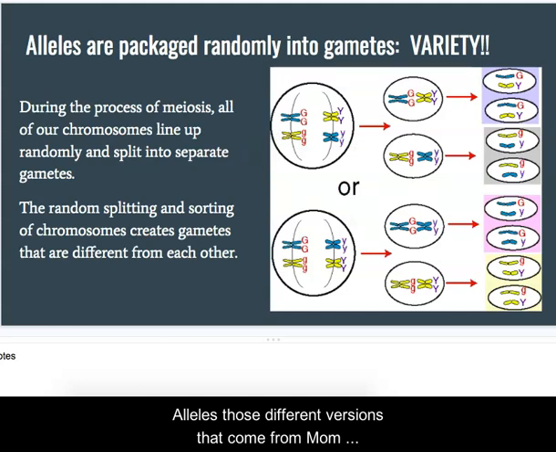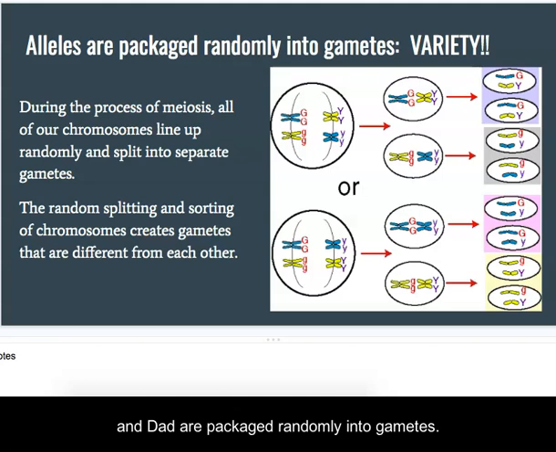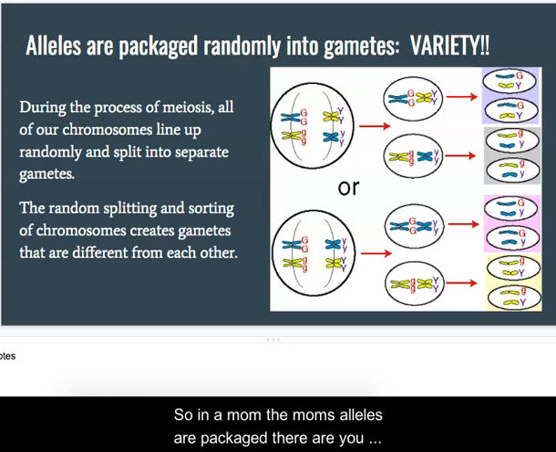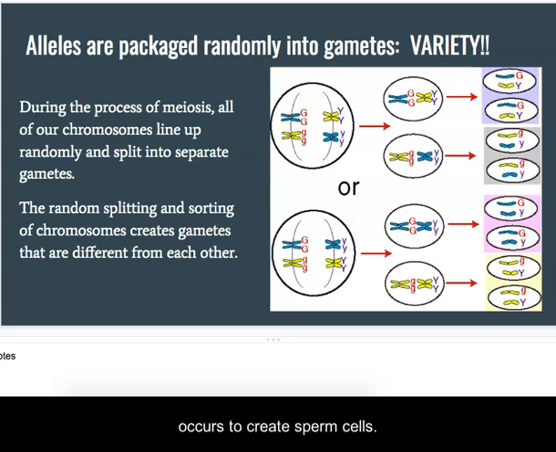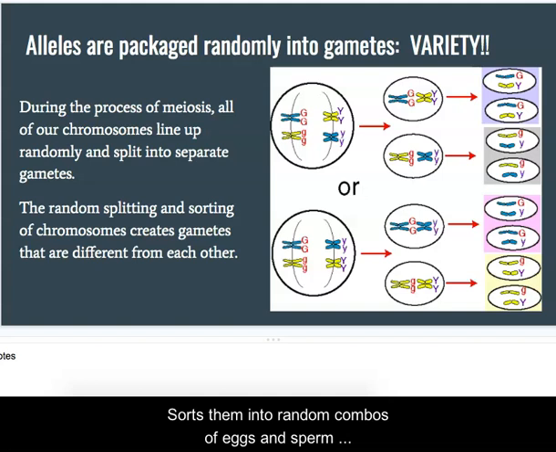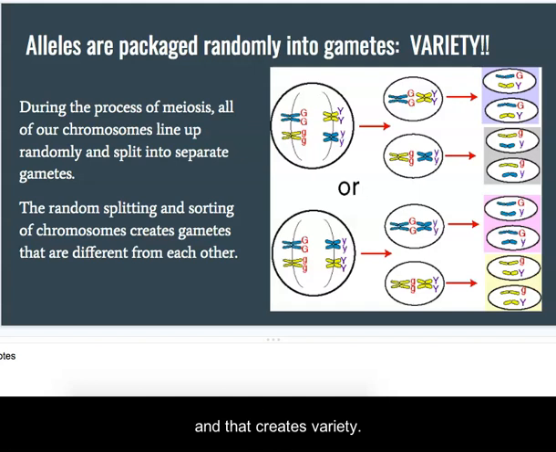So alleles, those different versions that come from mom and dad, are packaged randomly into gametes. So in a mom, the mom's alleles are lined up and separated and individually packaged into egg cells. And for a man, that same process of meiosis occurs to create sperm cells. The random lining up of all the chromosomes and then splitting them up sorts them into random combos of eggs and sperm, and that creates variety.